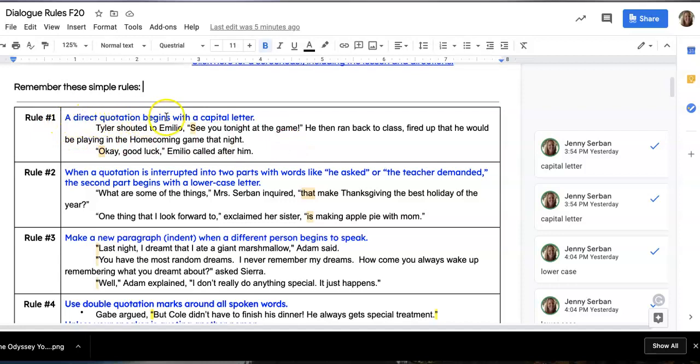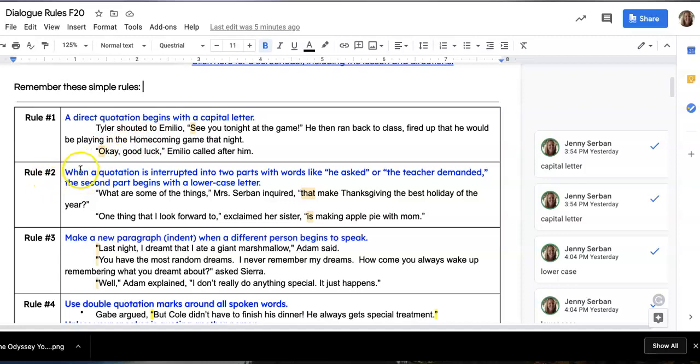A direct quotation begins with a capital letter. You can see that here and you can see that here. Tyler shouted to Emilio, capital S, "See you tonight at the game." He then ran back to class, fired up that he would be playing in the homecoming game that night. "Okay, good luck," Emilio called after him. So that one's pretty simple, beginning with a capital letter when a direct quotation begins.